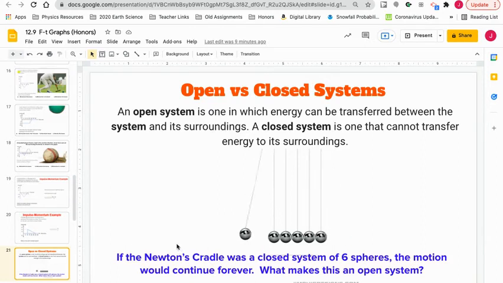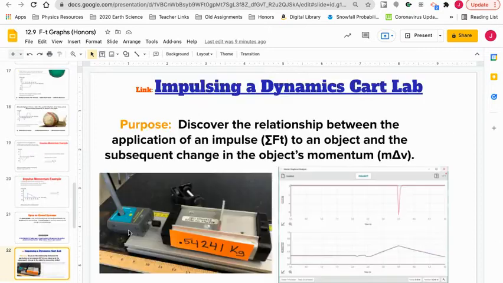Looking at Newton's cradle, you've all seen this before where it bounces back and forth. If it were a closed system, it would go on forever. Clearly, it's not a closed system. It will eventually stop. So what makes this an open system?